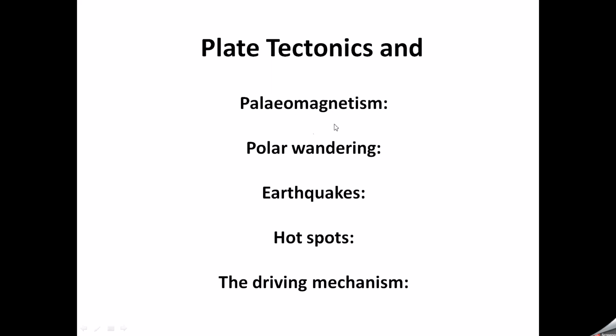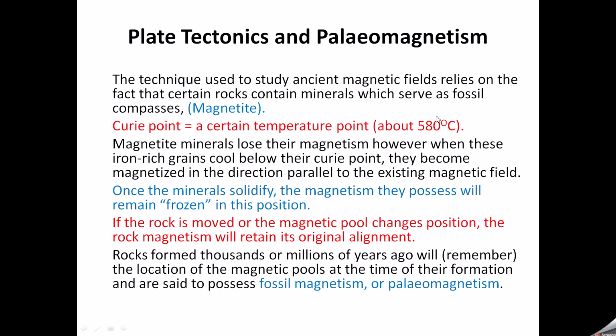Plate tectonics and paleomagnetism, polar wandering, earthquakes, hotspots, the driving mechanism. Okay, the plate tectonics and paleomagnetism. Paleomagnetism: we have magnetite minerals, mainly rich in iron. Above 580 degrees Celsius, which is the Curie point, they lose their magnetism. Below it, they obtain their magnetism.